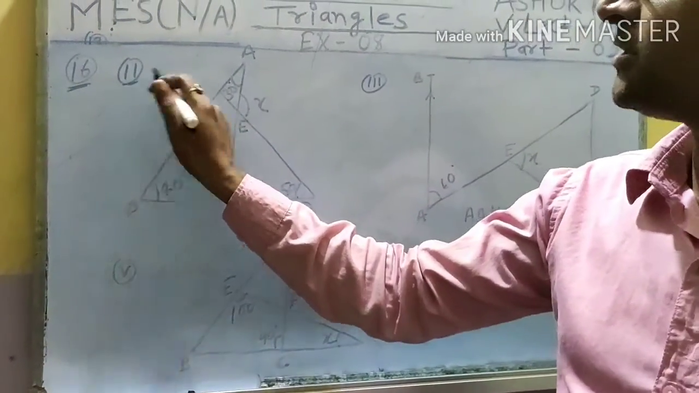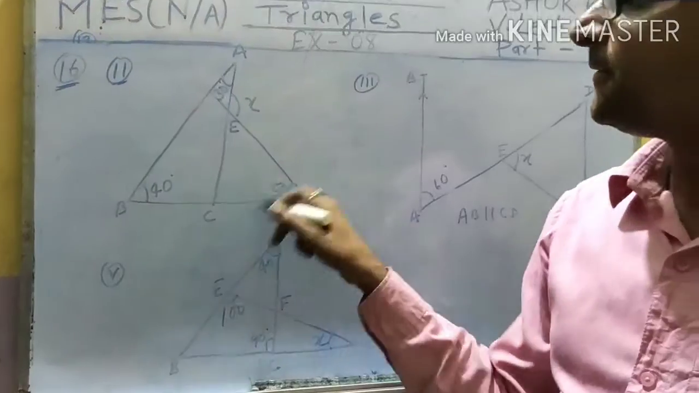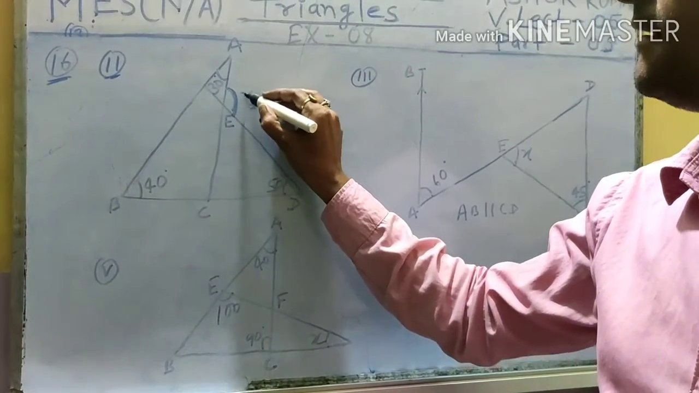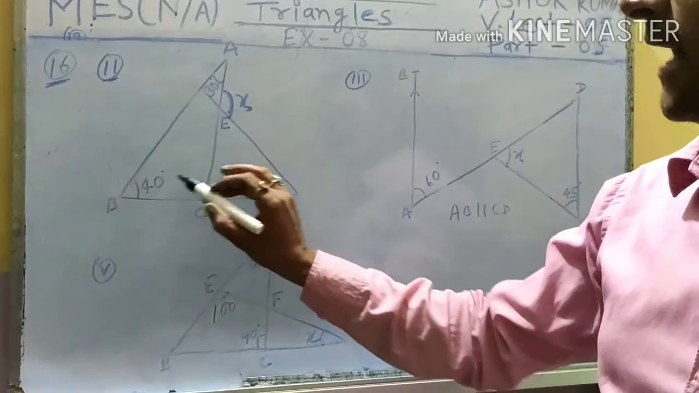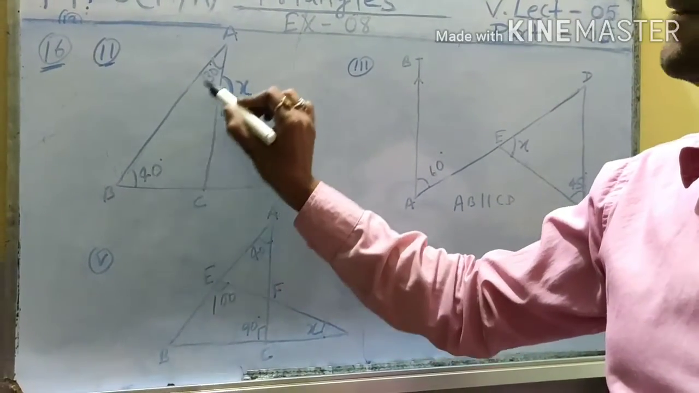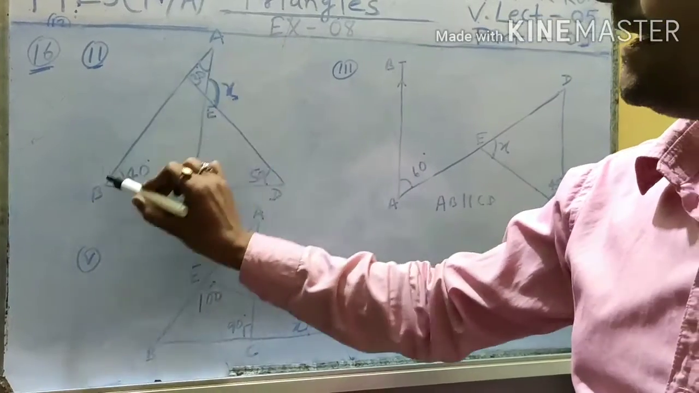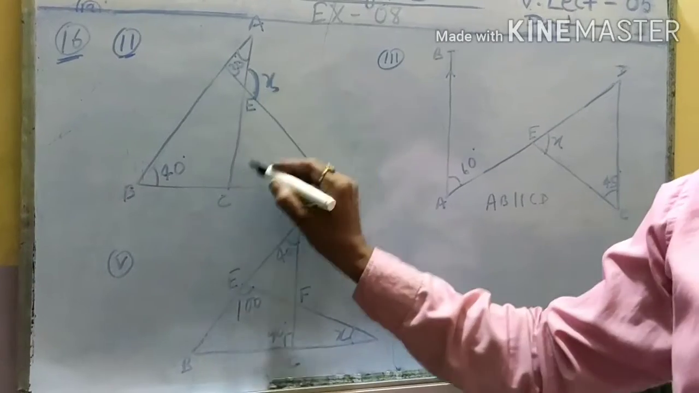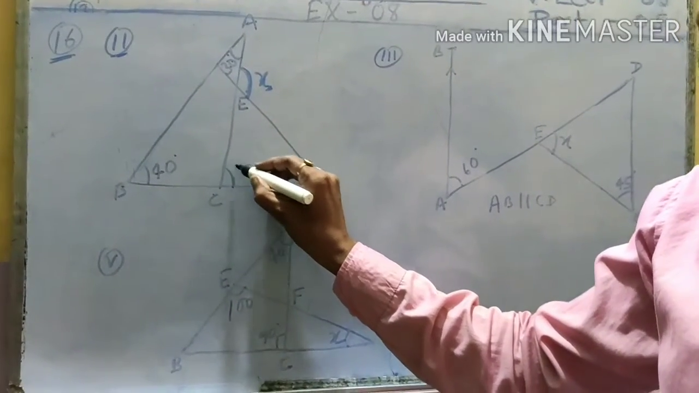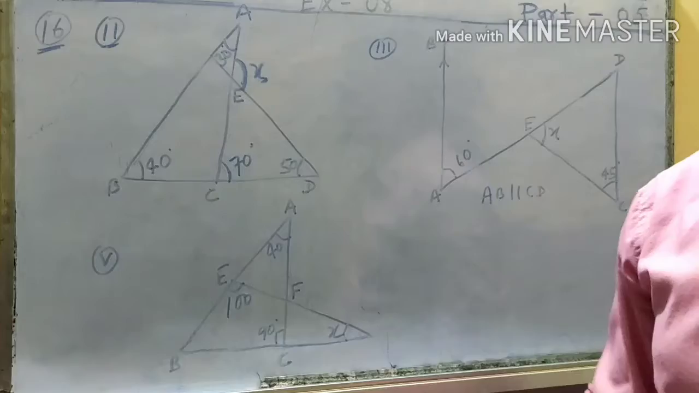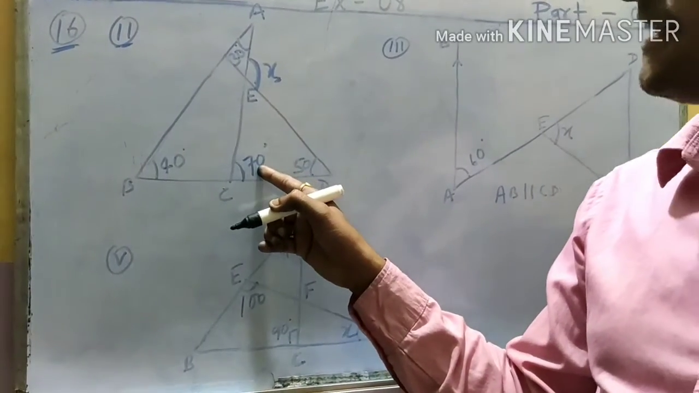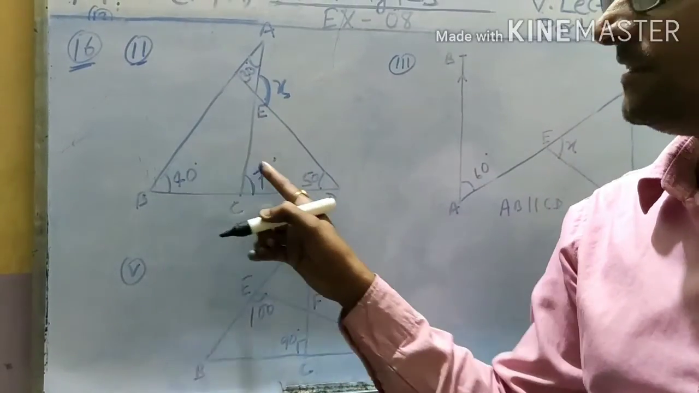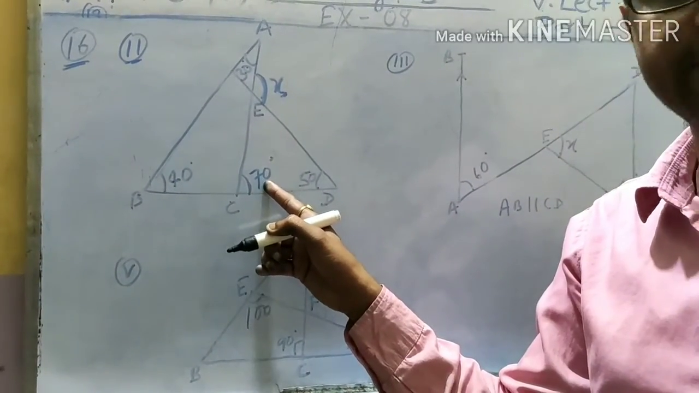Here, question number 2, student. In this figure, find the value of x. Okay? Look here, student. This angle is 40 degrees. This angle is 30 degrees. So in triangle ABC, this angle is 40 degrees, this angle is 30 degrees. By the exterior angle property, this angle is 70 degrees. Because we know that the external angle is equal to the sum of the two opposite internal angles. 30 degrees plus 40 degrees is equal to 70 degrees. This angle is 70 degrees.